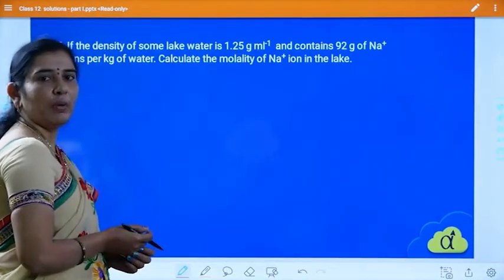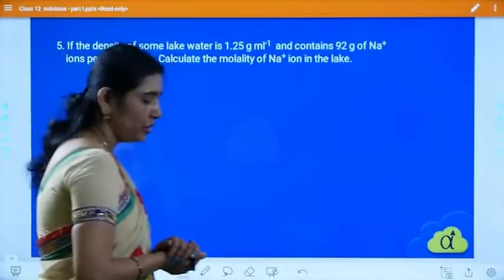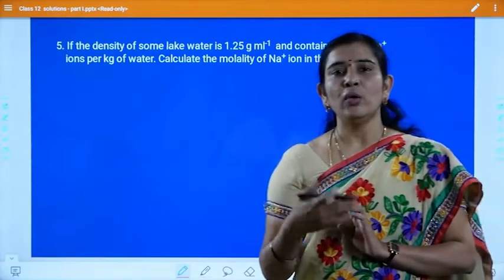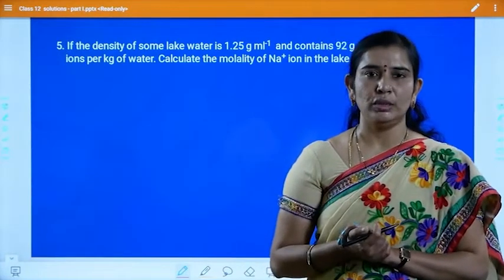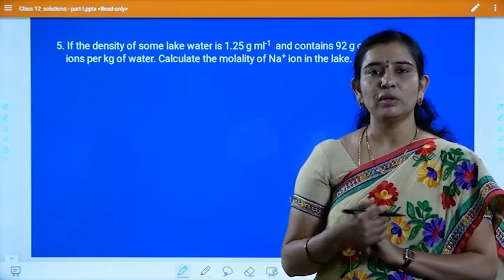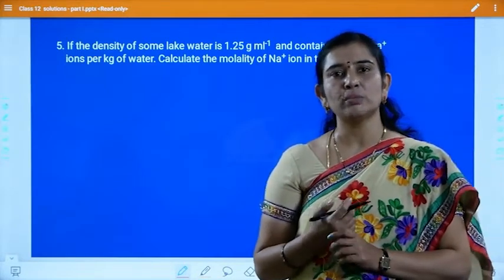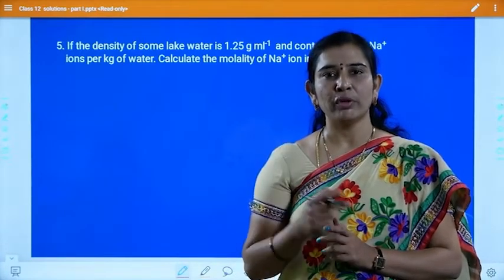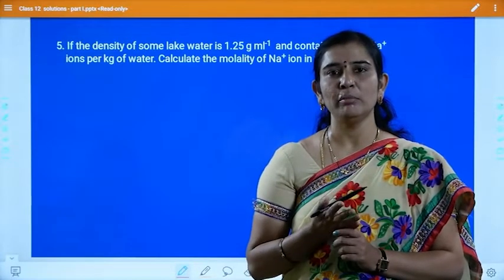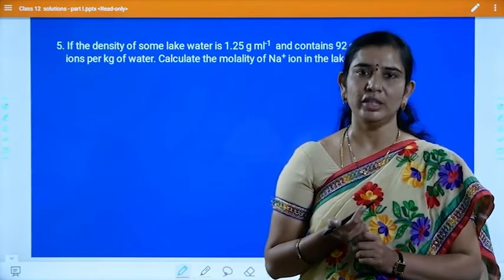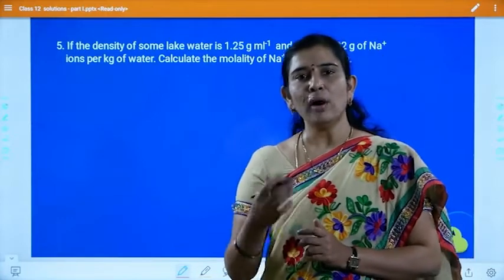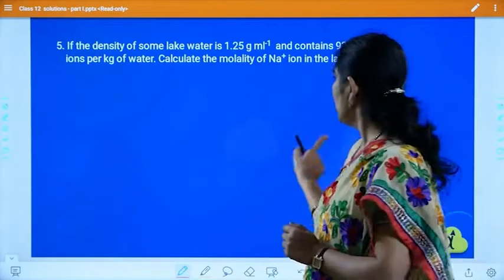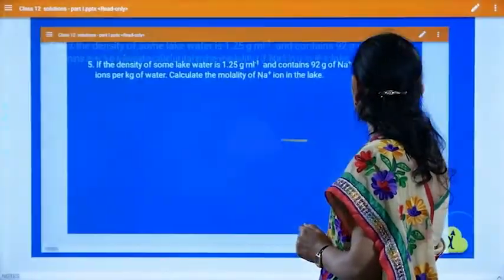Now I am going to take up another type of numerical. Before going to that, what we are discussing here is how to express the strength of the solution. You know very well the different methods through which you can express the strength of the solution. Two such methods we have discussed: one is the molarity method, second is the molality method. Now, what is another form through which you can express the strength of the solution?